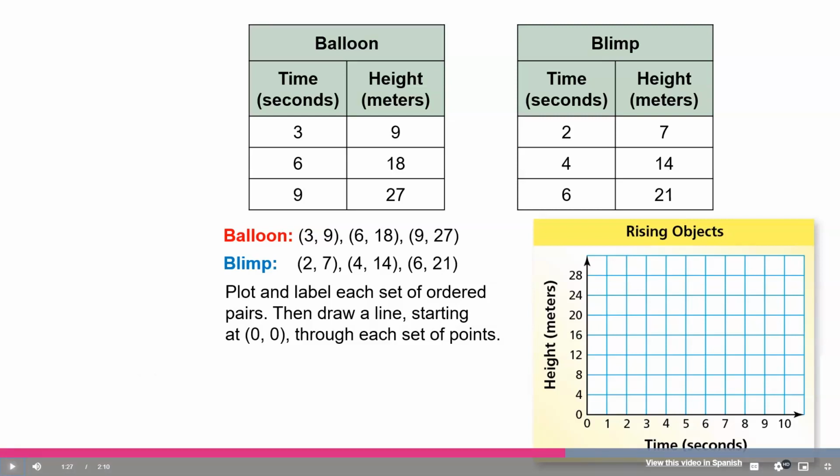Before I let her continue going, when you're doing this in real life, you should use 2 colors. Why? So you can tell which one is which. You can do a quick visual.